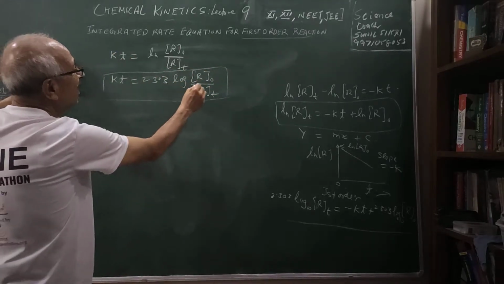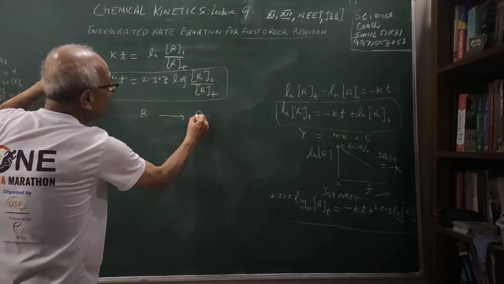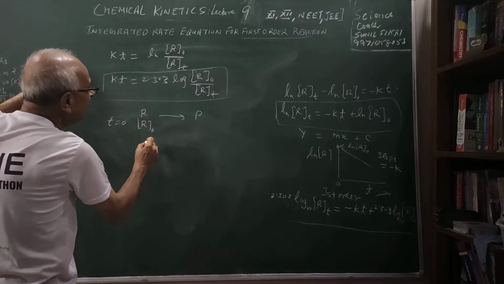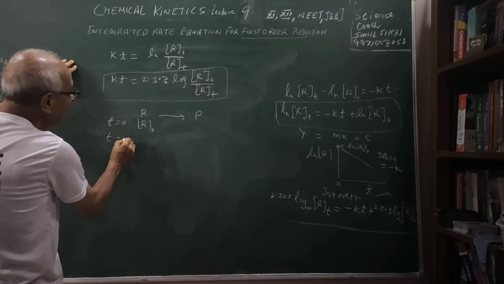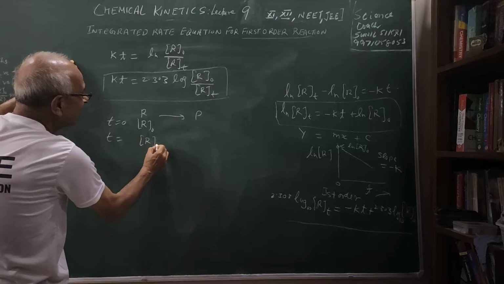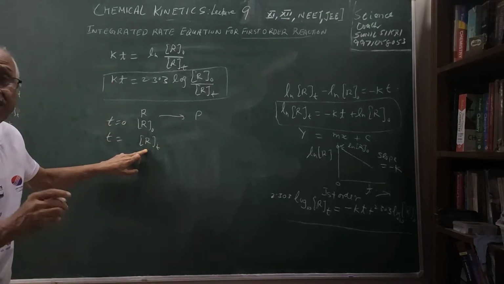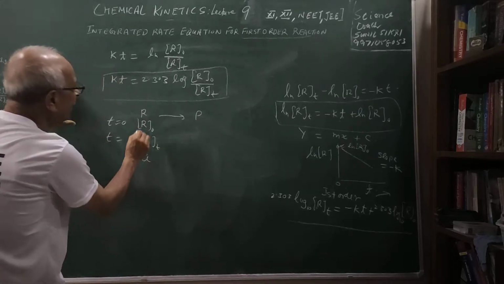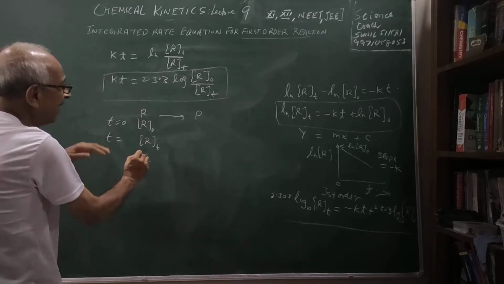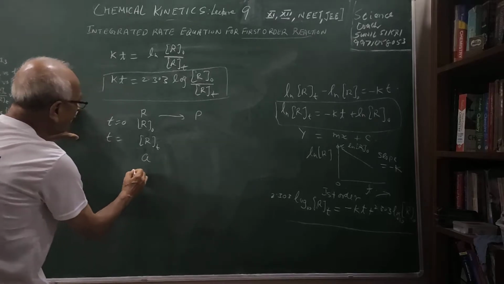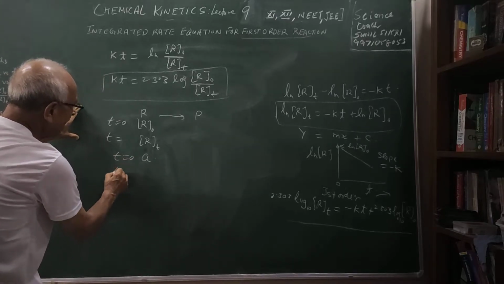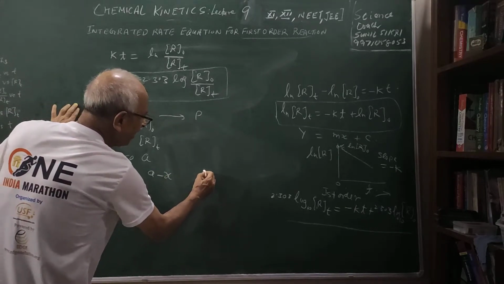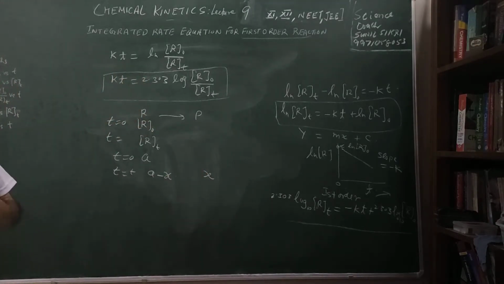R0 is my original concentration at time t equal to 0, and at time t the concentration is RT, that is the amount of R which is left. Or in other words, if at the beginning the concentration of R was A, and supposing X is the amount which reacts after time t, then what is left is A minus X. And the amount of P is nothing but X.